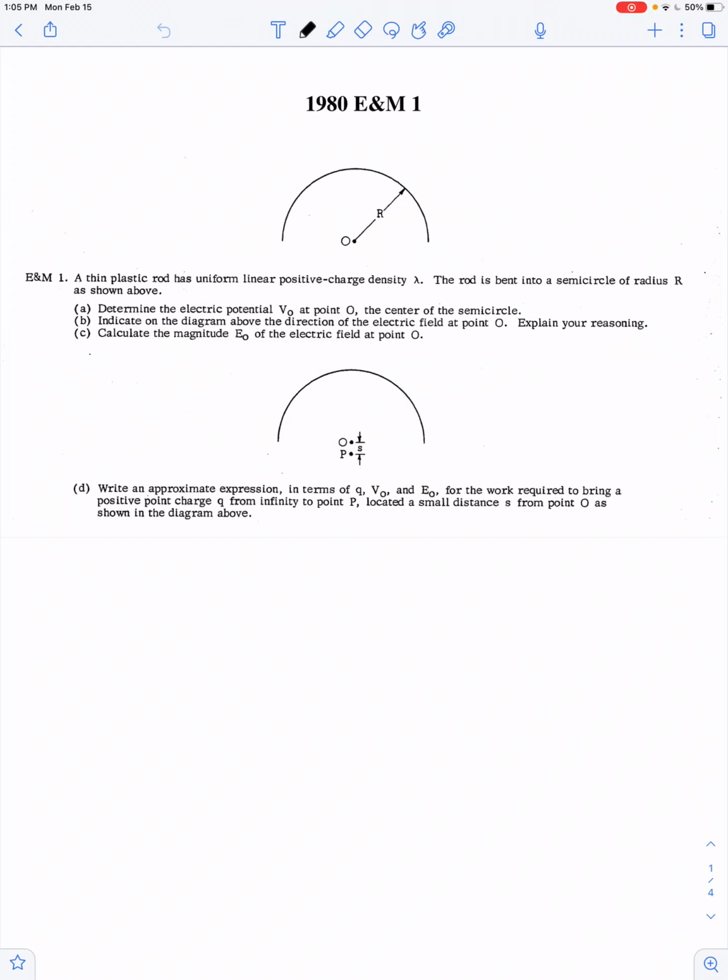So our third example problem to wrap up this unit of study comes from the AP Level C exam. This is from the year 1980, and we're told there's a thin plastic rod with a uniform, this is going to be important, a uniform linear charge density expressed as lambda. This rod is bent into a semicircle, and we have to determine the electric potential at the origin.